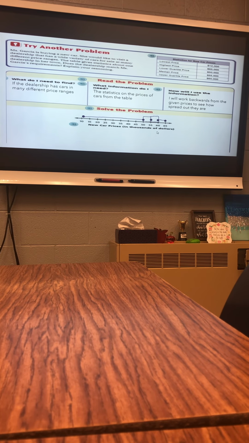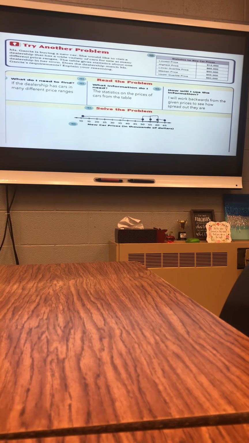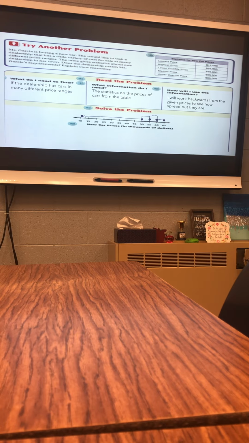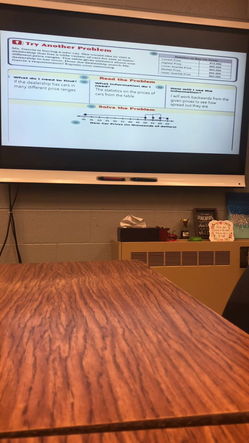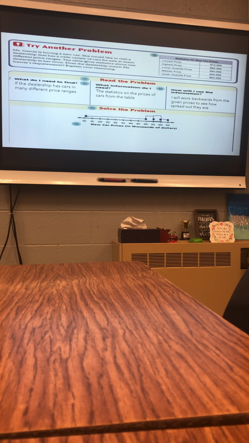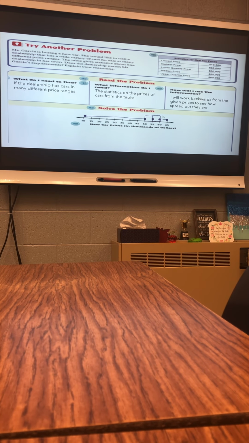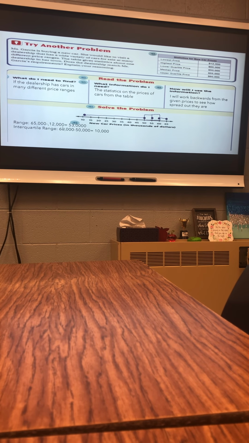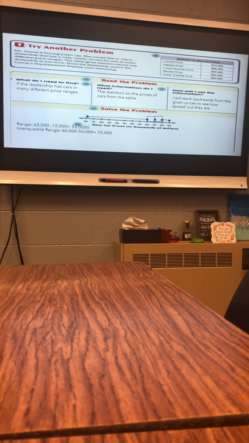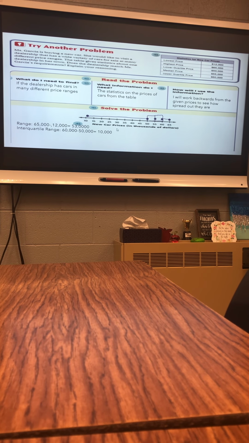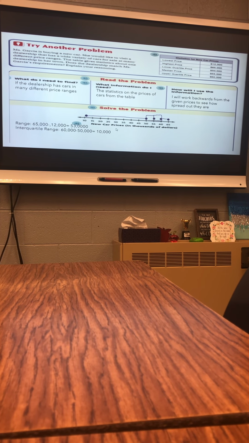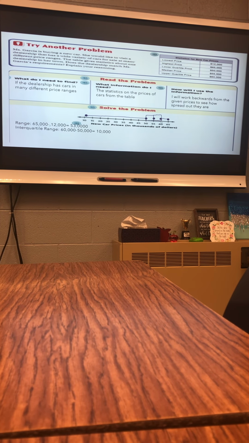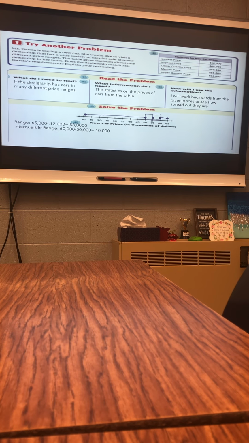Okay? What does this tell me? Let's think. So this tells me these are cut into quarters, right? So 25% of the cars are from 12,000 to 50,000. And then this is 75%. So 75% of the cars are from 50 to 65,000. So your range would be 65,000 minus 12,000, which is 53,000. The interquartile range would only be about 10,000. 50% of my cars are in the interquartile range, right?